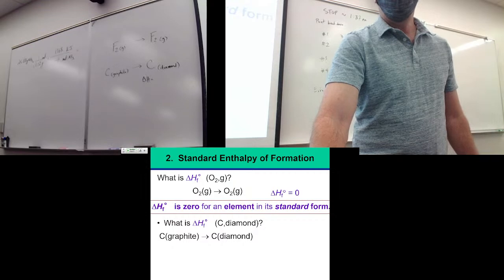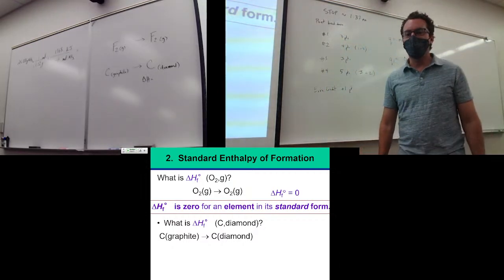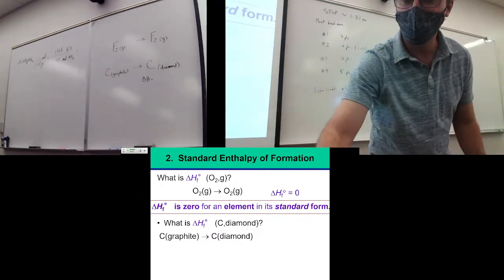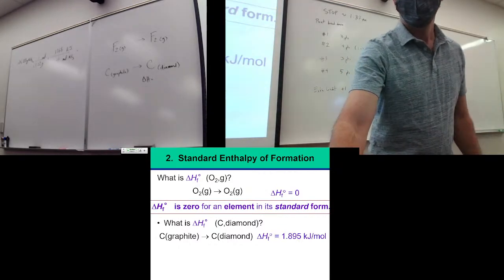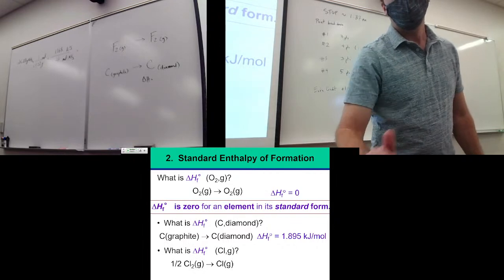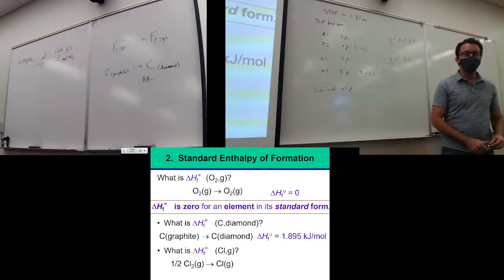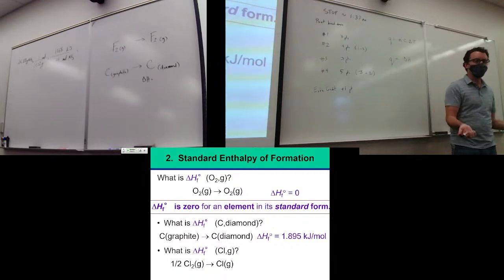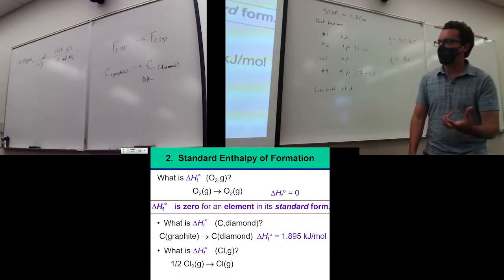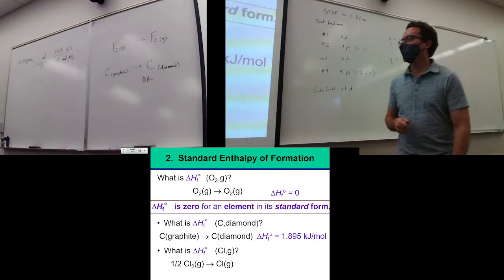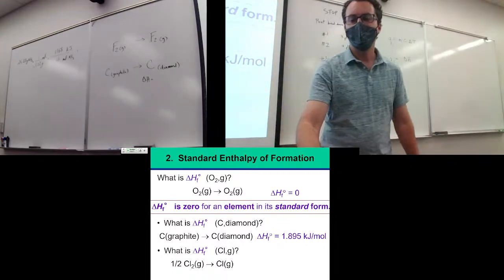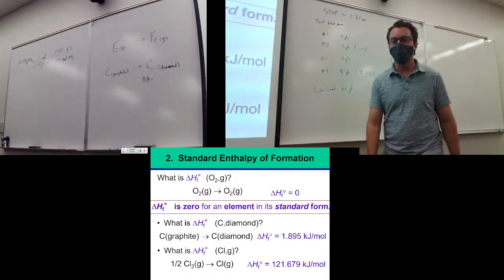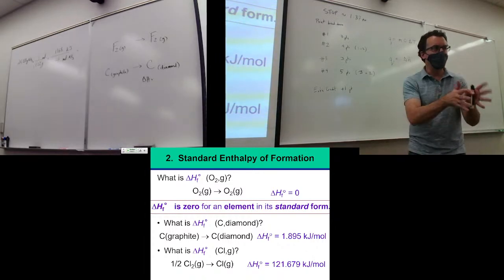I mentioned this one. Here's graphite going to diamond, which is right over there. The delta H of formation is 1.895 kilojoules per mole. And even atomic chlorine: what is the delta H of formation of atomic chlorine? Well, the standard state of chlorine is Cl2. If I take half a mole of Cl2, I can make a mole of Cl atoms, and that actually takes energy. You have to add energy to break that bond.